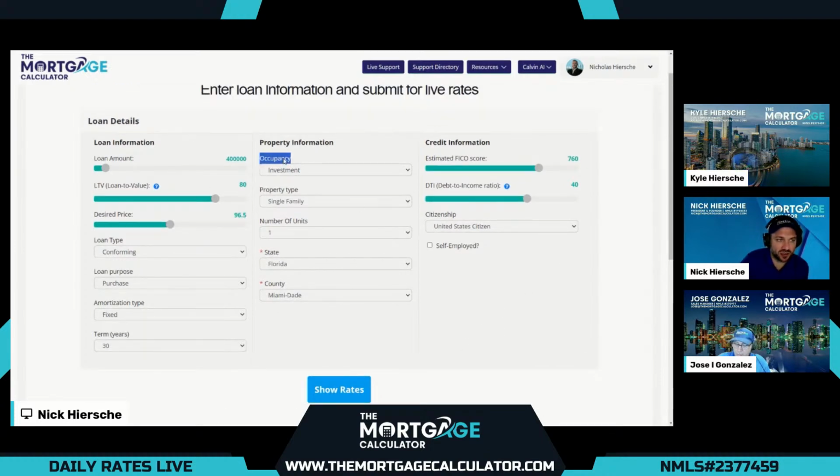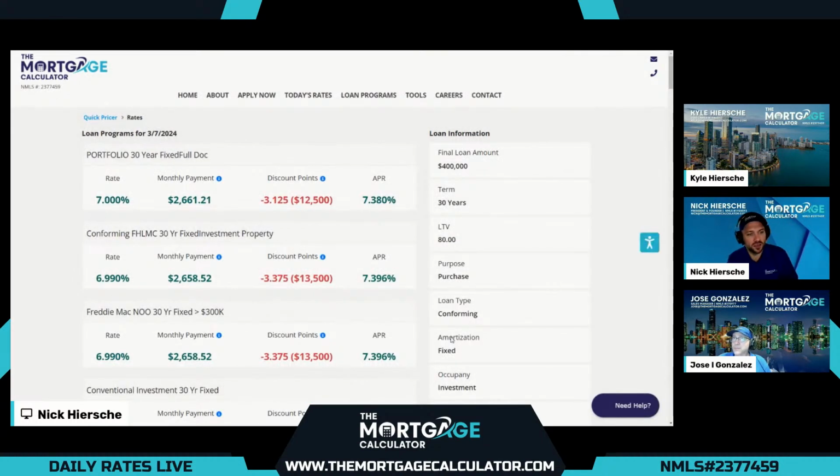Everything will stay the same as all our demos. All we've changed here is the occupancy to investment. And it's about the same as it was yesterday. So we're closing the gap here, very close.